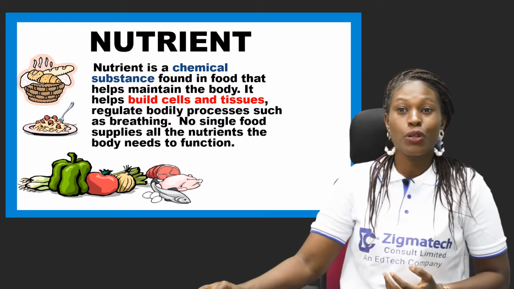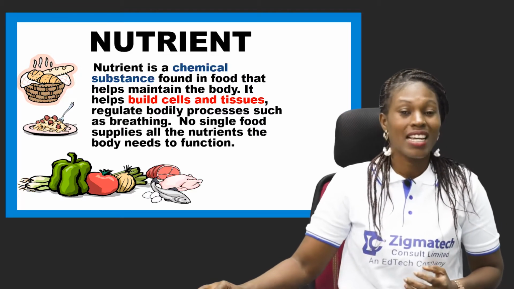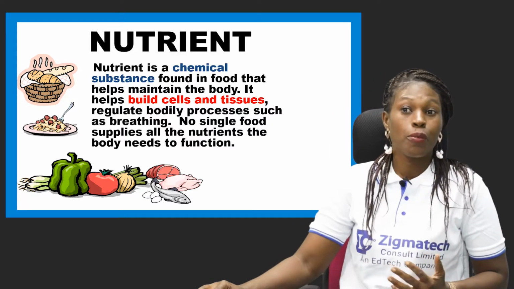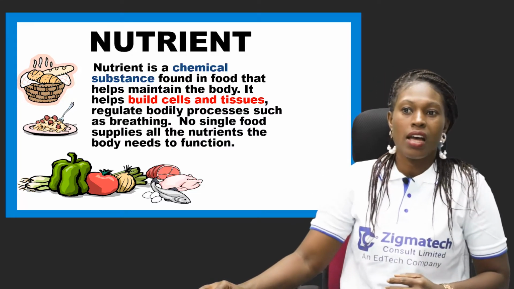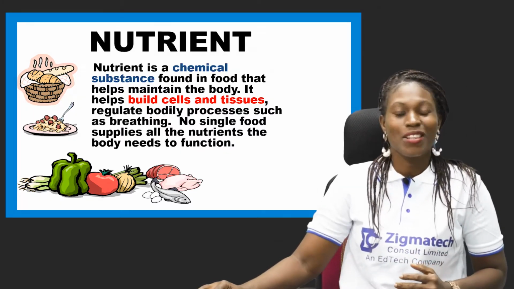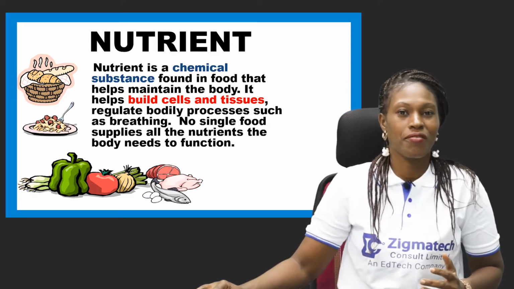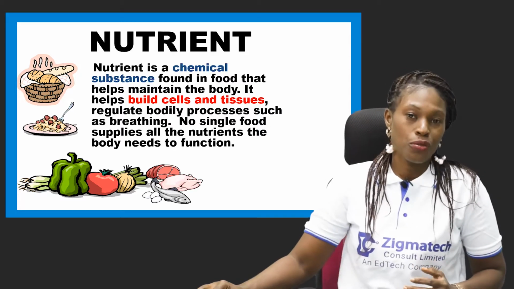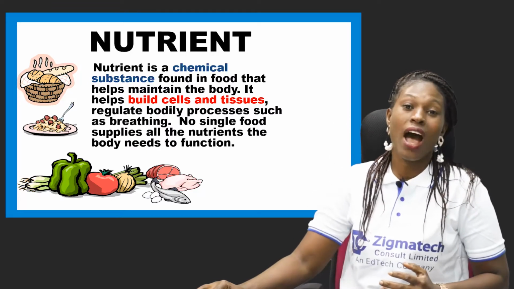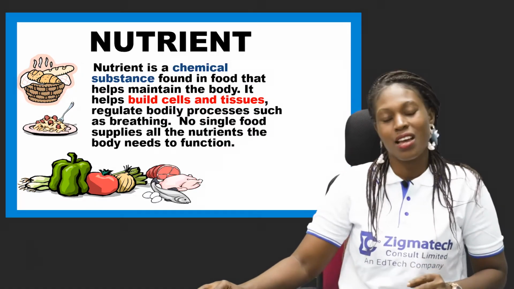Now, nutrients are chemical substances found in food that help maintain the body. It takes care of all the body processes. It regulates the body and helps build cells and tissues. And no single food can supply all the nutrients the body needs to function. So you can't just stick to saying, I love rice. Rice is my favorite and I won't eat any other food. No. Rice will not supply all the nutrients that you need, so you have to eat some other foods to help you get your diet balanced.